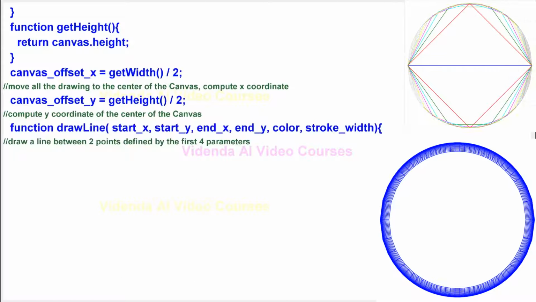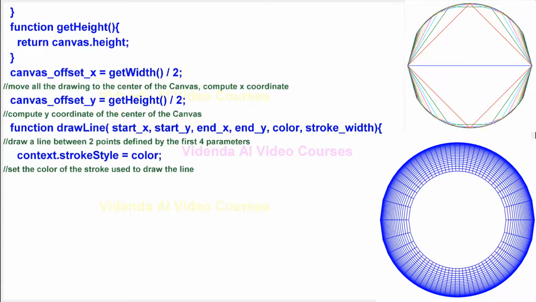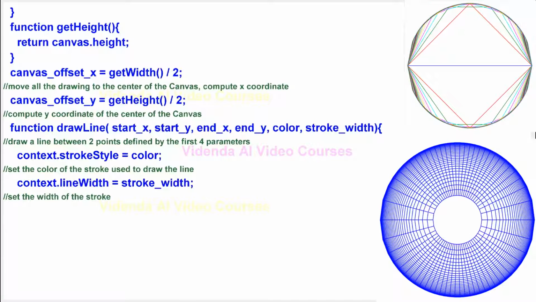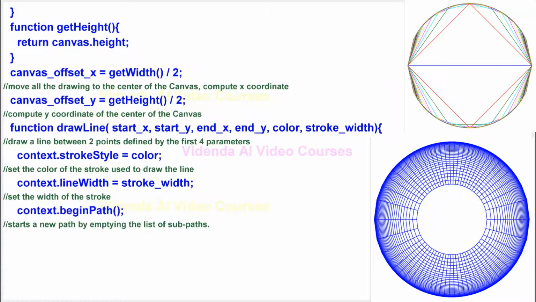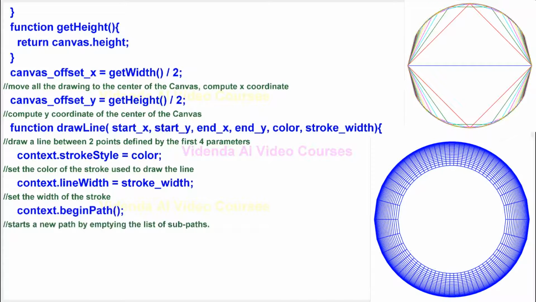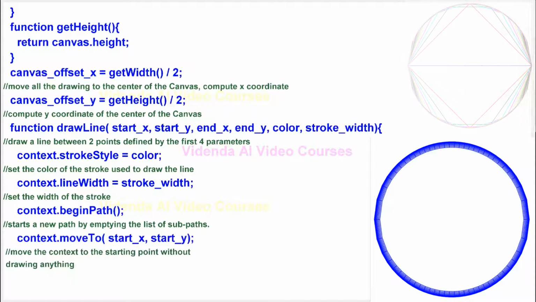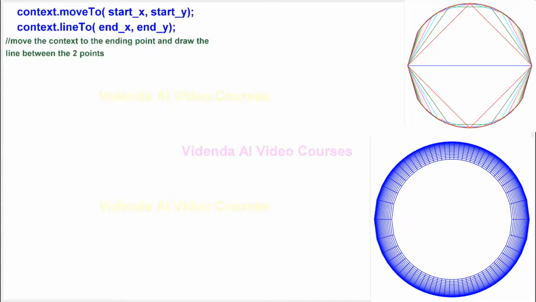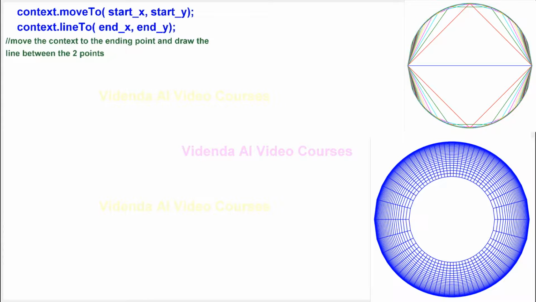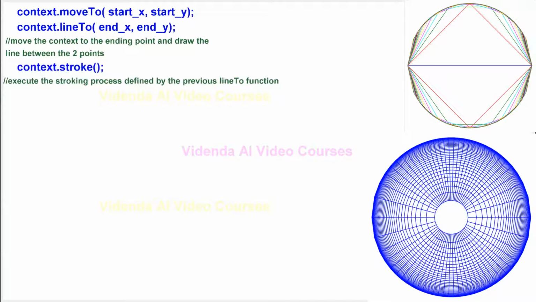Draw a line between 2 points defined by the first 4 parameters. Set the color of the stroke used to draw the line. Set the width of the stroke. Starts a new path by emptying the list of subpaths. Move the context to the starting point without drawing anything. Move the context to the ending point and draw the line between the 2 points. Execute the stroking process defined by the previous line2 function.